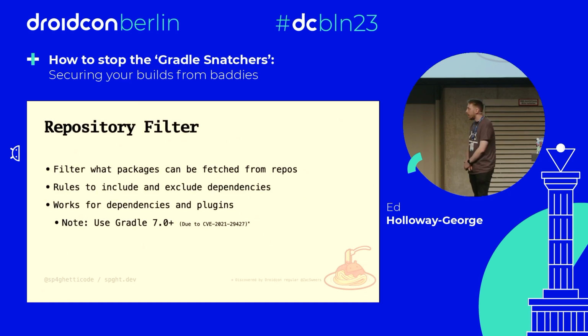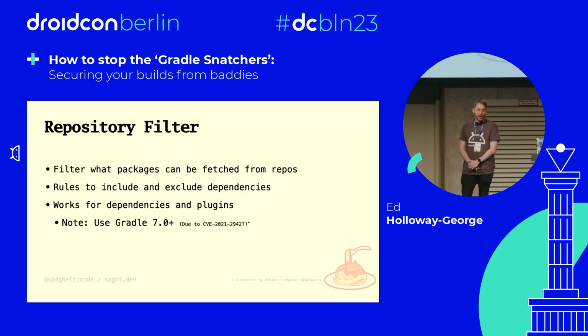There is another side to what we can do to fix this confusing dependency problem. It's slightly less secure, but it is repository filtering. This is essentially a filter on where dependencies can come from. So you can put filters on different repositories, as we'll see. And there are rules to include and exclude, for dependencies and plugins.